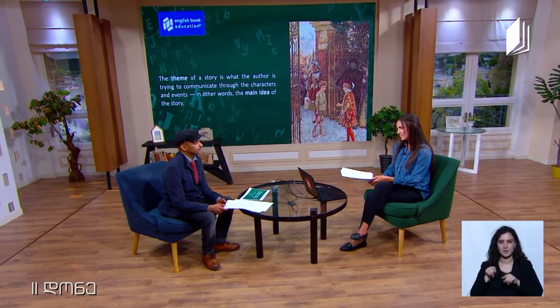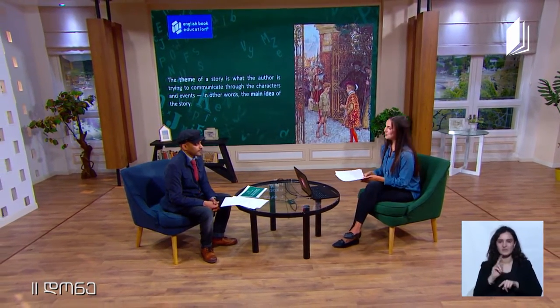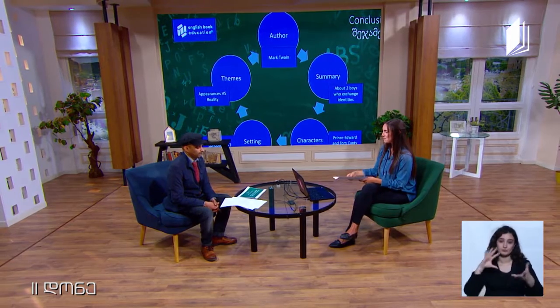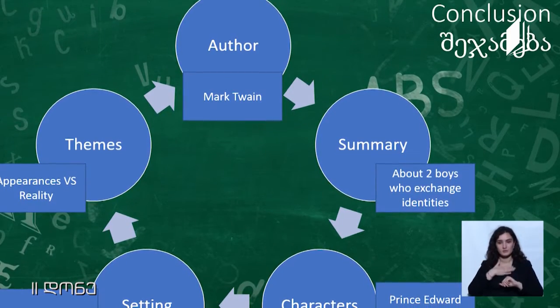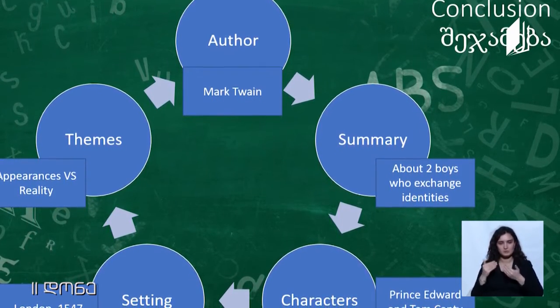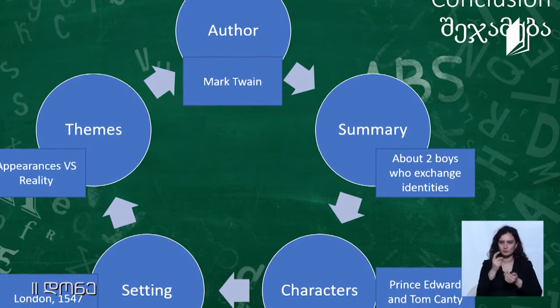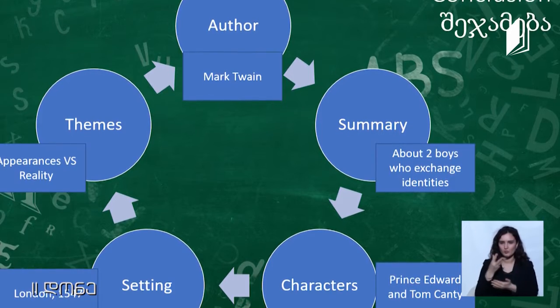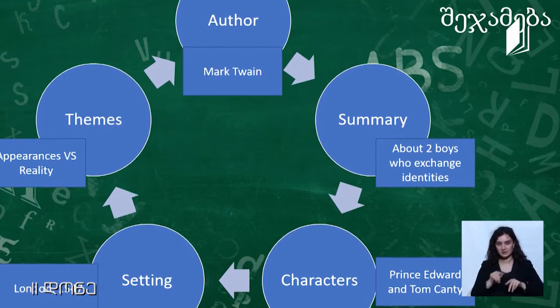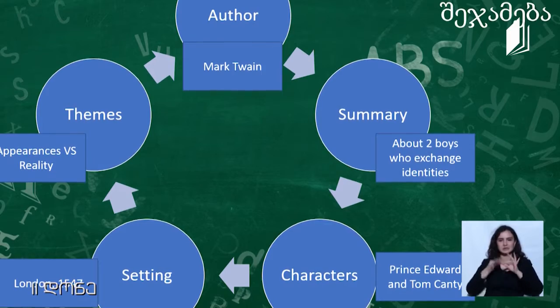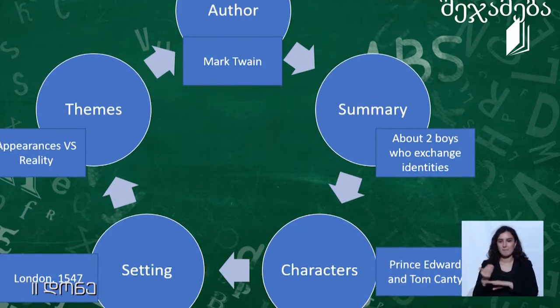Indeed. But it looks like we're almost out of time, so let's review what we've learned today. First, we started by talking about the author and his life. Then we moved on to the summary about how these two boys from very different backgrounds switch identities. Next, we explored those characters more, the prince and the pauper. We looked at the setting of London, England in the 16th century. And finally, we talked about the very important themes of appearances versus reality and showing mercy to all.